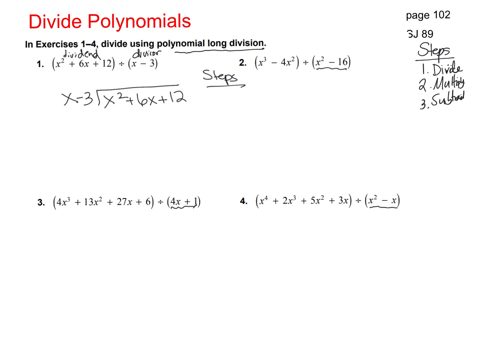The steps for long division with polynomials are the same as if you were doing the long division that you learned in late elementary school. Divide, multiply, subtract, and bring down. So I'm going to use those same steps when I'm doing this long division over here for question 1.